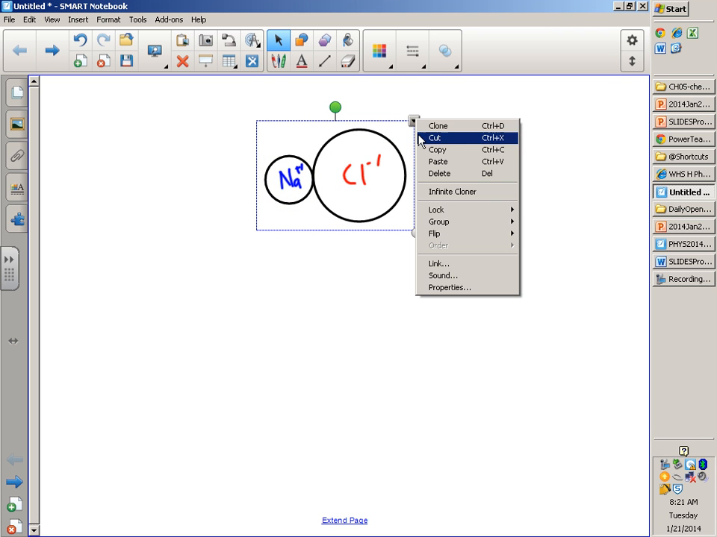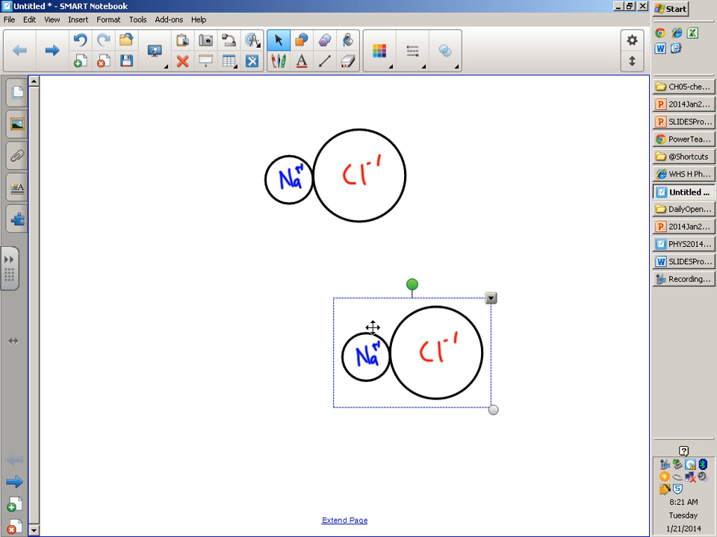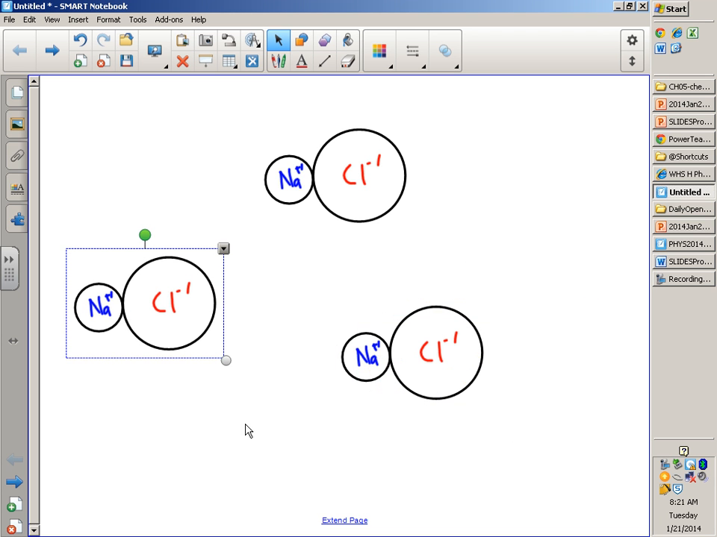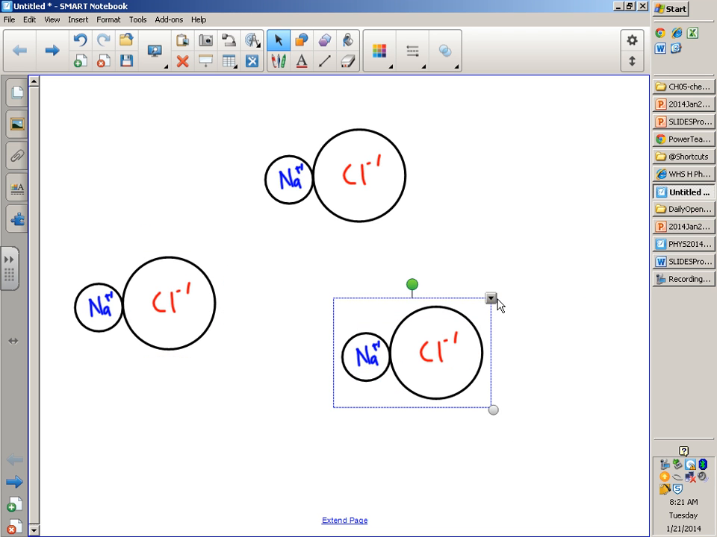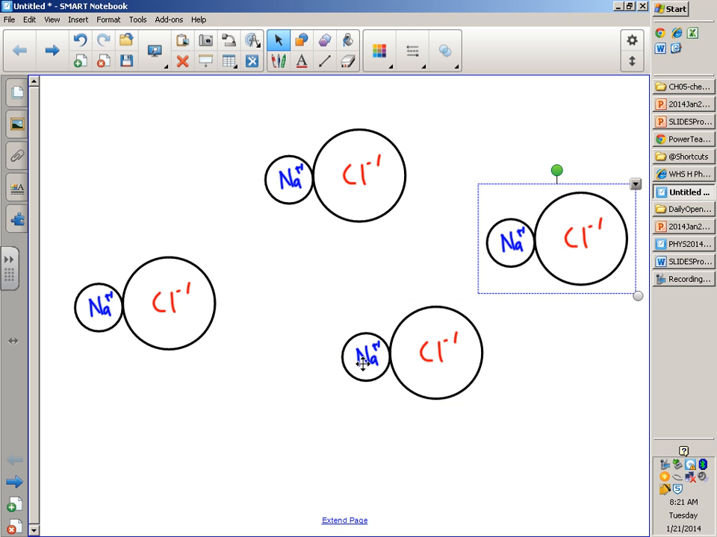And then somewhere else, another sodium and another chlorine are attracted to one another. And then somewhere else, another chlorine and another sodium are attracted to one another. And then somewhere else, this chlorine and this sodium are attracted to one another. Good there? Okay. But what happens is this.